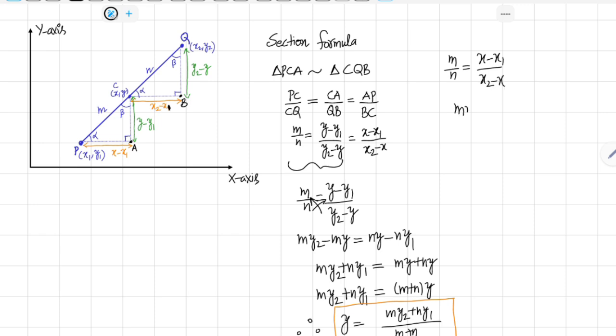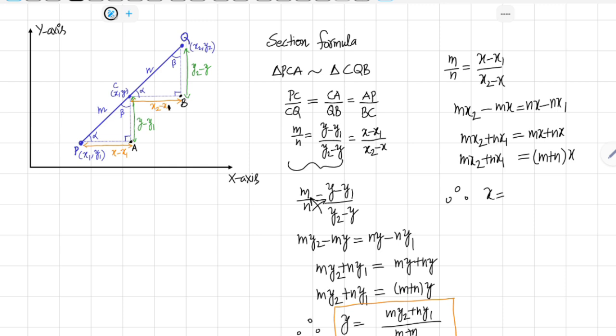Therefore, by cross multiplying, you will have mx2 minus mx is equal to nx minus nx1. And when you send the corresponding terms to one side, you will have mx2 plus nx1 is equal to mx plus nx. If you take x as common, you will have m plus n into x, and on the LHS you will have mx2 plus nx1. Therefore, the x coordinate is obtained by using the formula mx2 plus nx1 by m plus n.